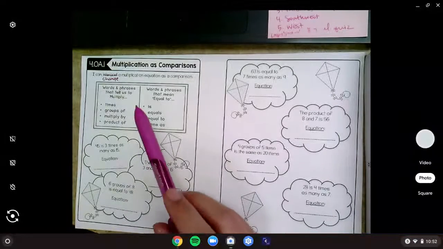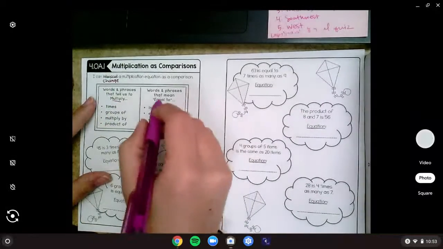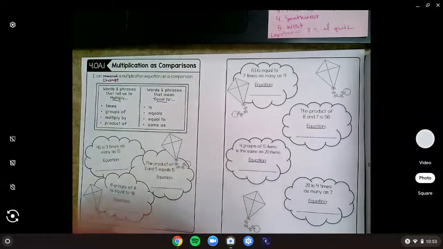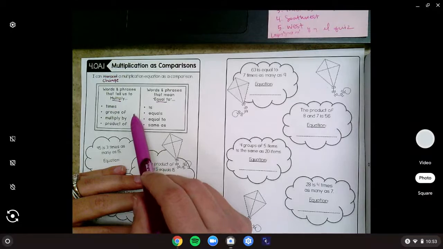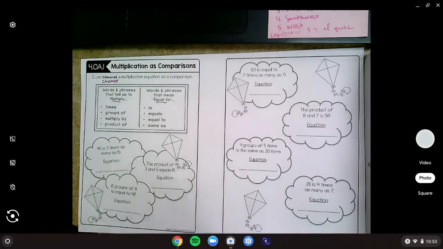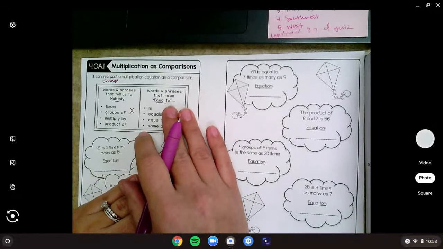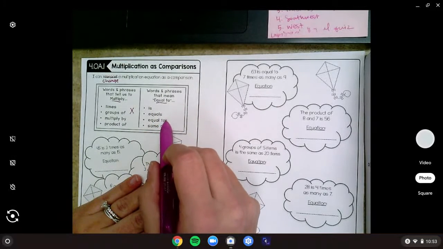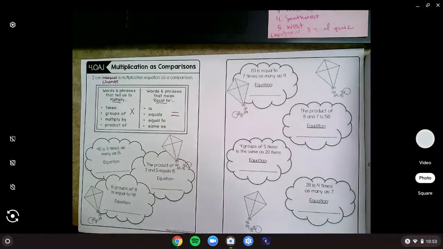So we're going to be on the lookout for a couple of key phrases, and they're going to tell us to either multiply or to show an equal sign. So if we see the phrase times, groups of, multiply by, or product of, that means we're going to multiply. We're going to need a multiplication sign in there. If we see phrases like is, equals, equal to, or same as, we're going to replace those phrases with an equal sign. We're going to change things out by switching them, and we want to get it as close as we can to the real sentence.